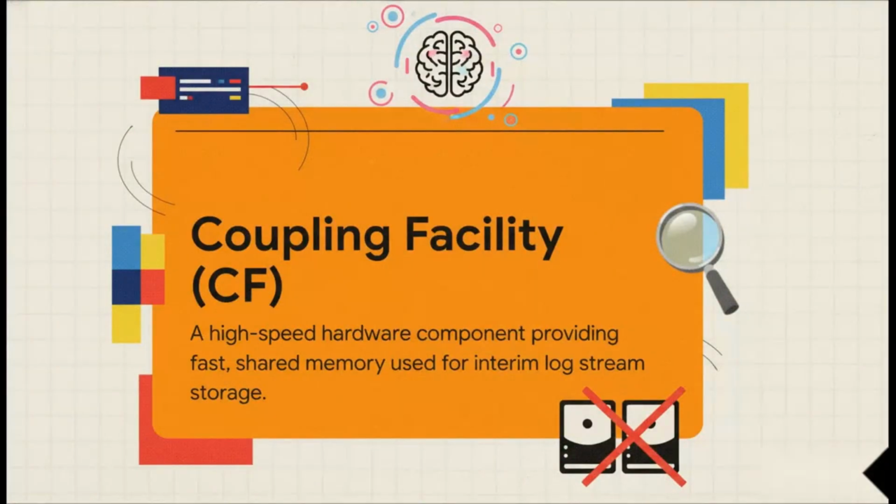Next up, we have the coupling facility, or CF for short. Now, this thing is special. It's a piece of hardware that's all about speed. It's basically a chunk of super fast shared memory that every system in the Sysplex can get to in a flash. For the logger, this is the perfect waiting room, a temporary holding spot for log data. Why? Because writing to the CF is way faster than writing to a disk. And when we're talking performance, that's everything.